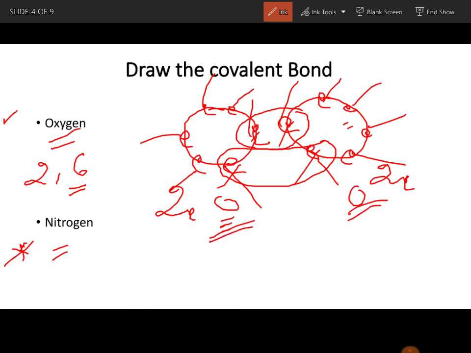And how many electrons have they shared? They have shared 2 electrons. So how to represent that? Oxygen, oxygen, 1 shared, 2 shared. Am I clear? So this is the correct way of representing a covalent bond.